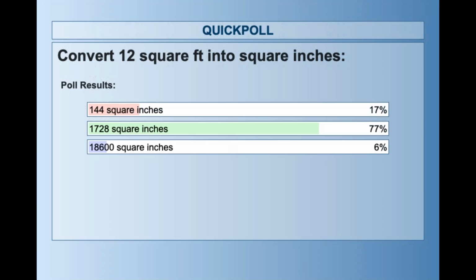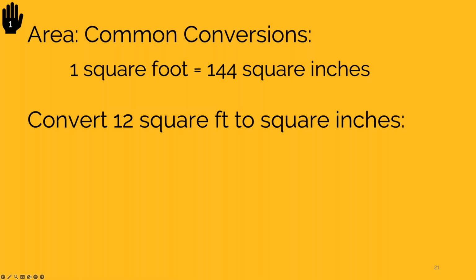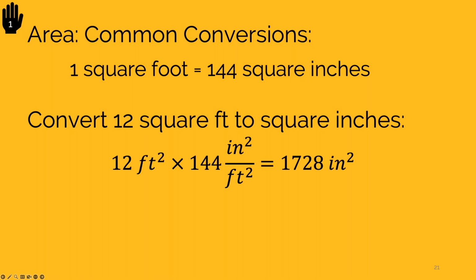All right, James, so 77% got the answer right with 1,728 square inches. Okie doke, perfect. We're on the right track. Just to show my work, this is a pretty simple one, and this is a good way to set these conversions out to make sure that you're converting the right thing. So I've got 12 feet squared times 144 inches squared per foot squared. If I do my math, my units of feet squared cancel out, which leaves me inches squared. So I know I'm in the right place. So 1728 is the correct answer.